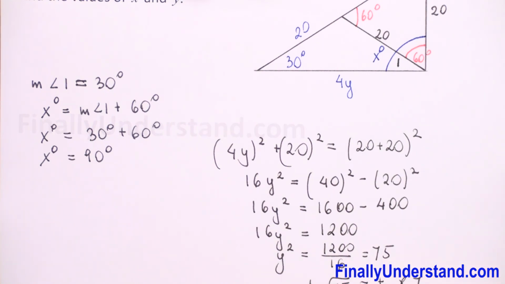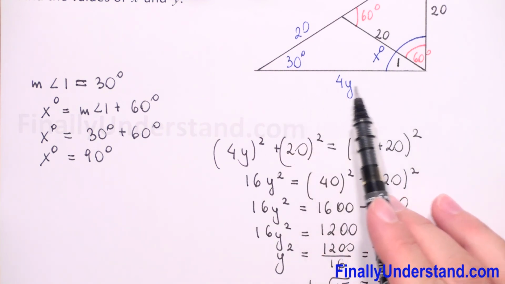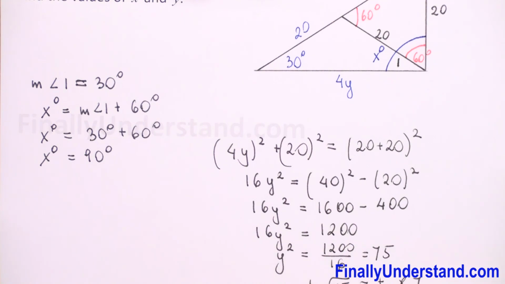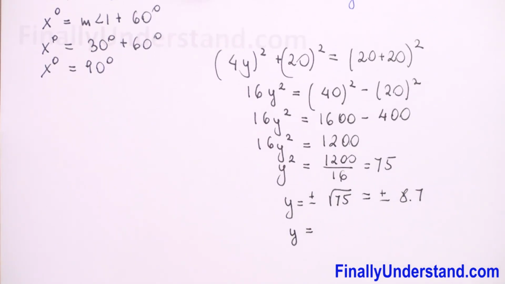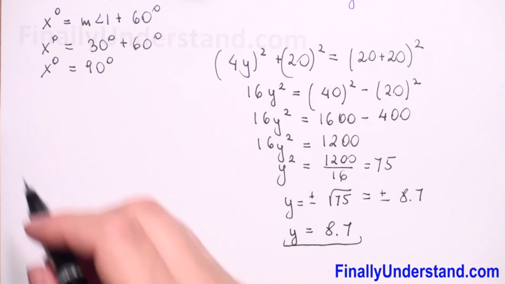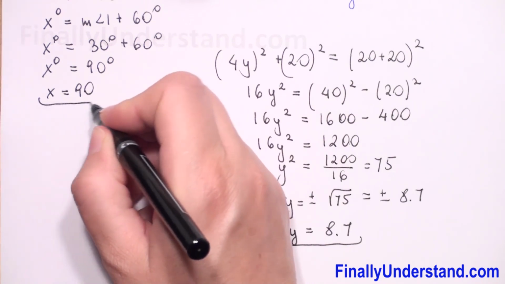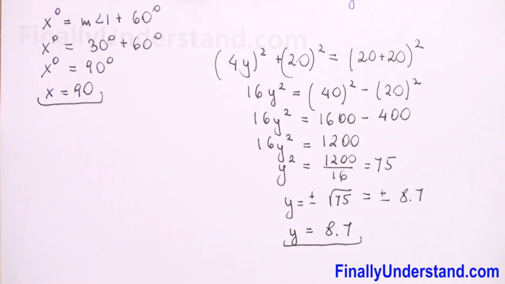And because y is the side of our triangle, it cannot be negative, so we have to choose only the positive answer. y is equal to 8.7. So we have y, and x is equal to 90. So this is my solution.